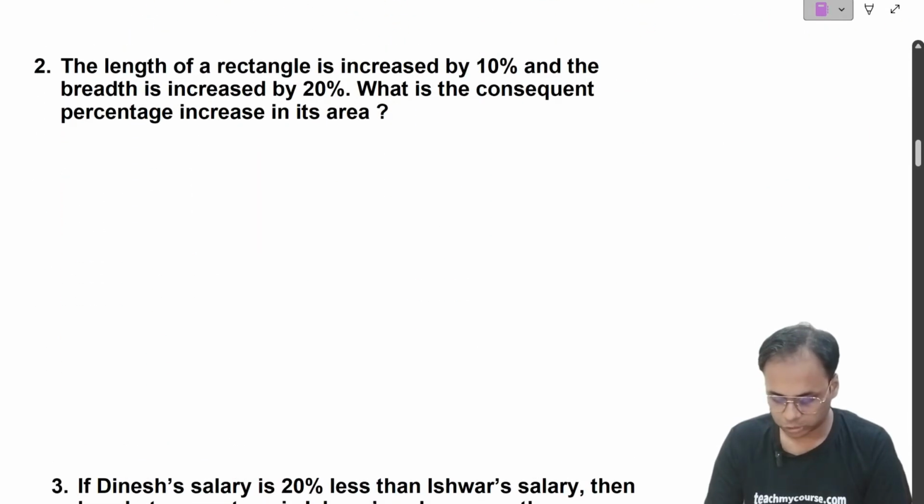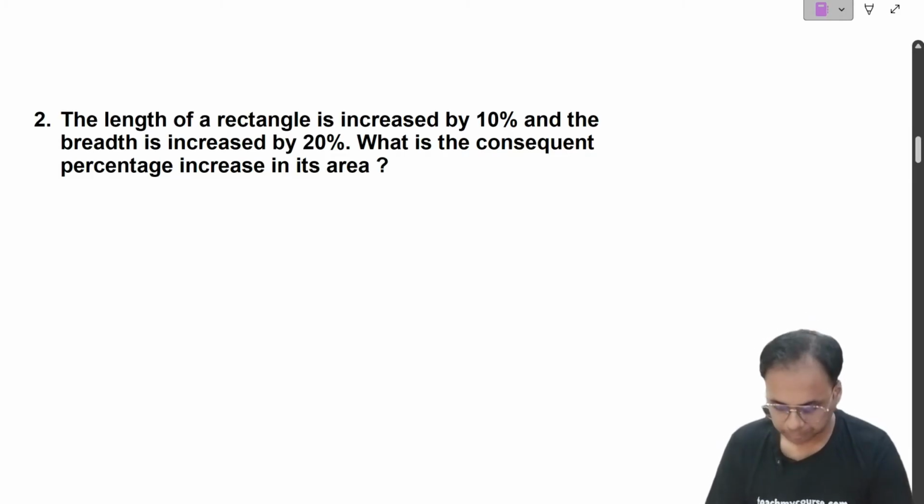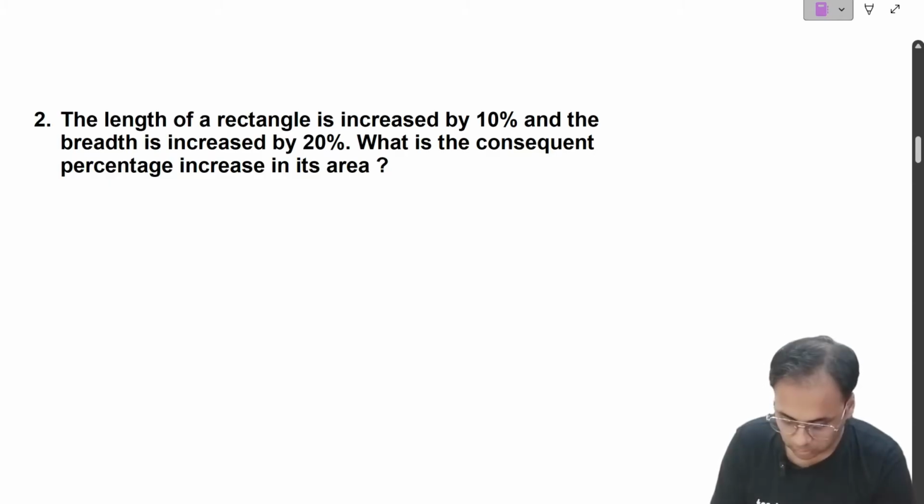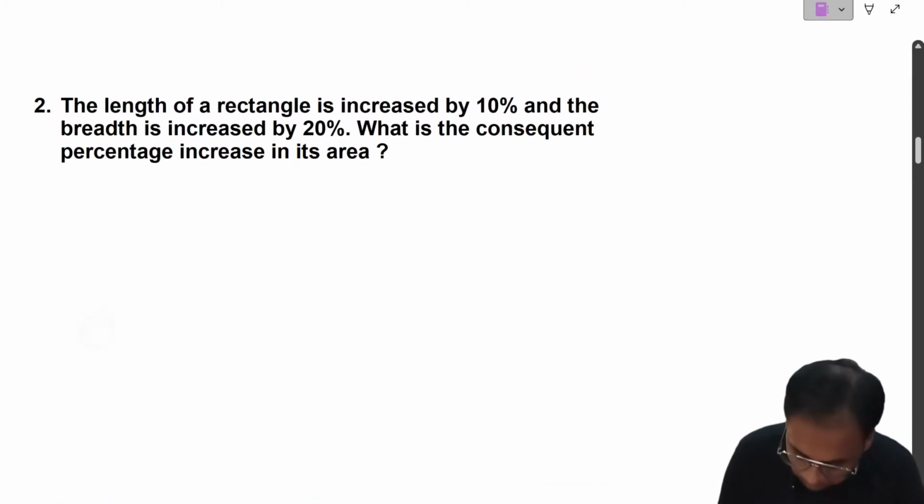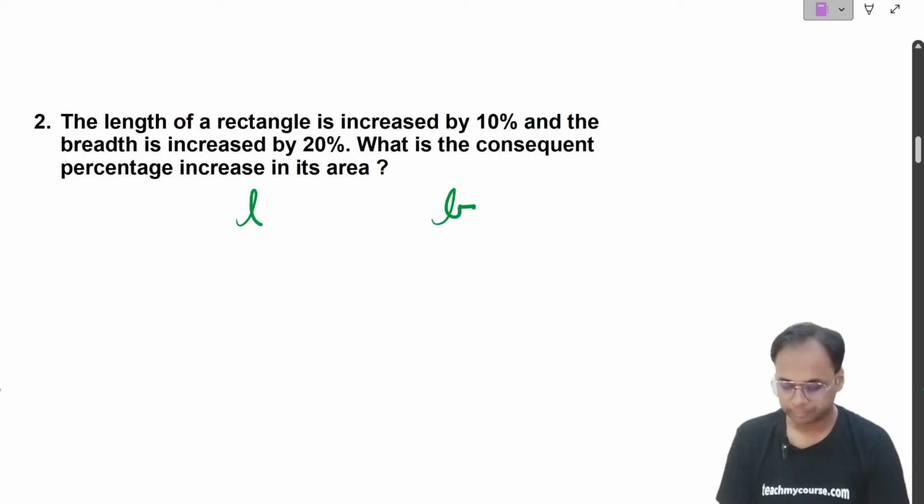We move on to the next question. The length of a rectangle is increased by 10% and the breadth is increased by 20%. What is the consequent percentage increase in its area? So let the original length of the rectangle be L and the original breadth be B.